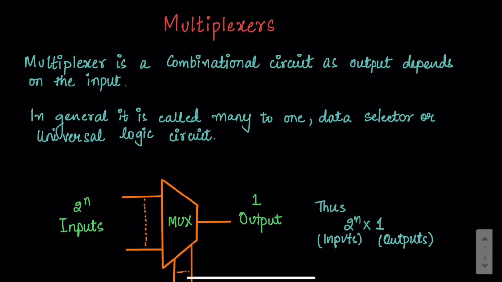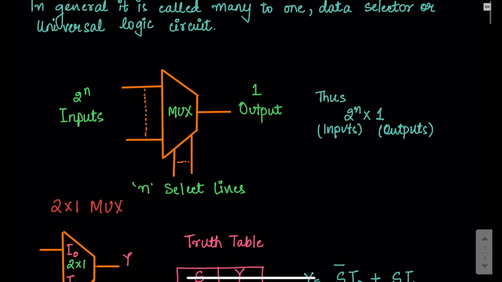So let's get started. Multiplexer is a combinational circuit as the output depends on the input. In general, it is given many names like many to one, data selector, or a universal logic circuit. Let us look at the general diagram of a multiplexer.